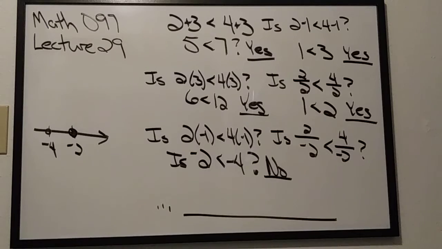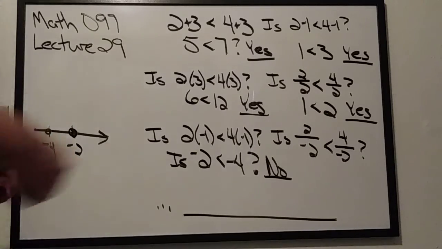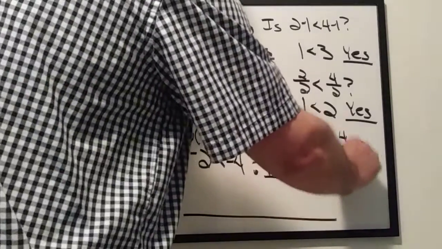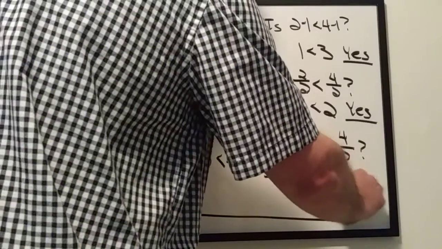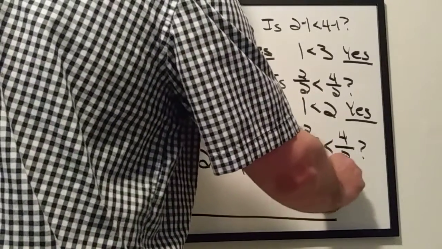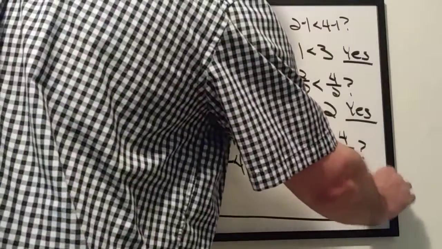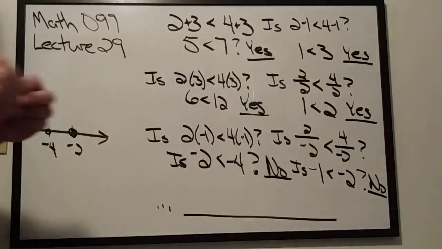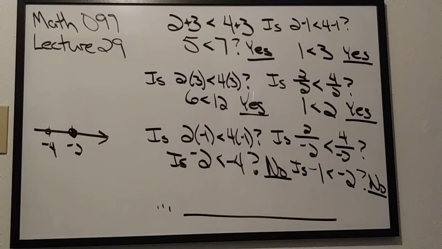Well, okay, let's see if division is any better. So 2 divided by negative 2 is negative 1, 4 divided by negative 2 is negative 2, and the question here is, is negative 1 less than negative 2? The answer once again is no. So I can't come in and divide both sides of an inequality by a negative number and stop there and expect it to be a valid inequality.